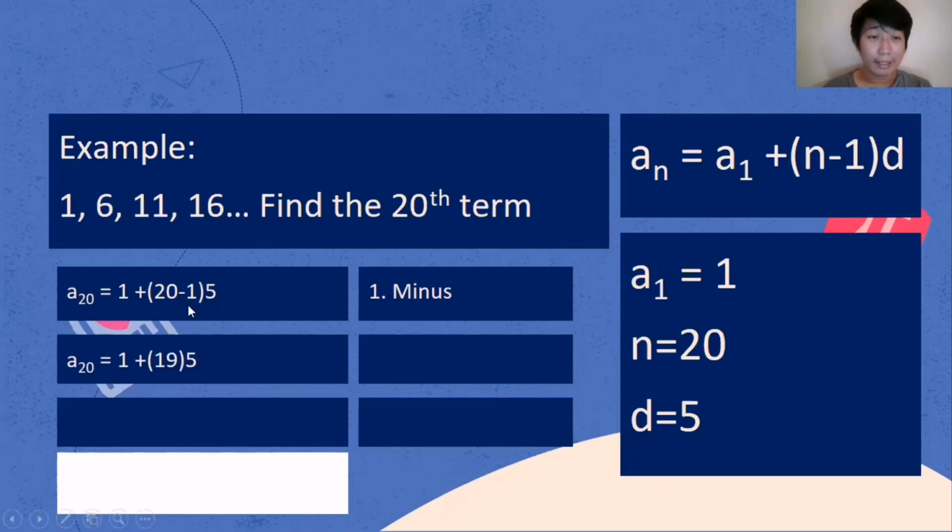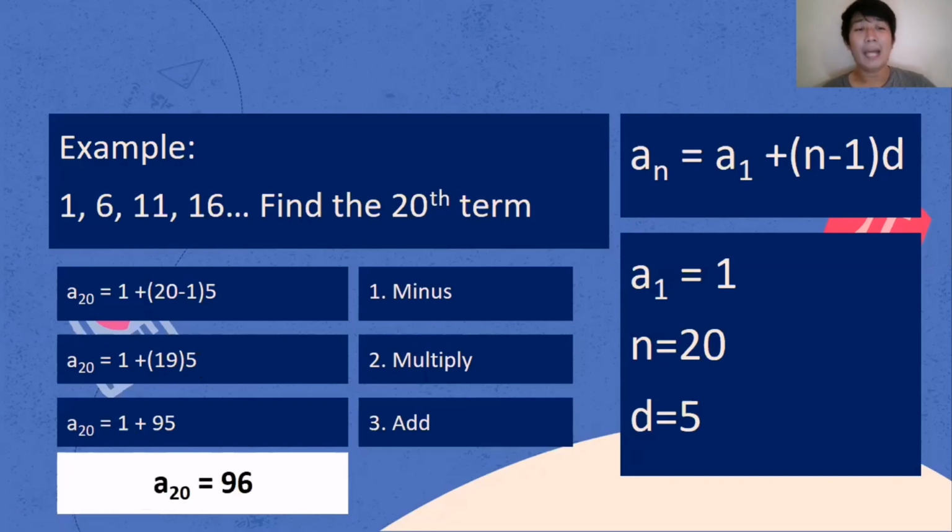That is 19. We have 5 and 1. So our next process will be multiply. Very good. 19 times 5, that is 95. The last process, 95 plus 1, that will be 96. That means our a sub 20 is 96. I hope you got it.